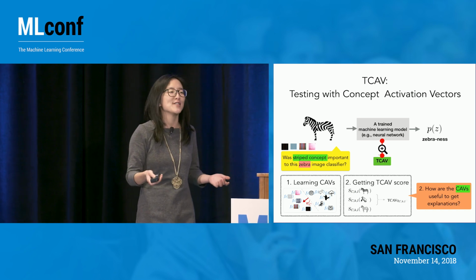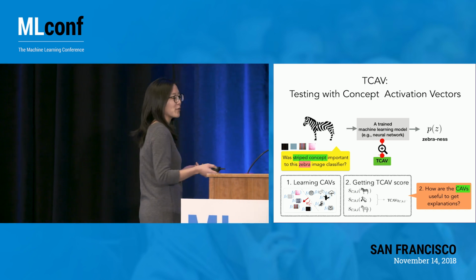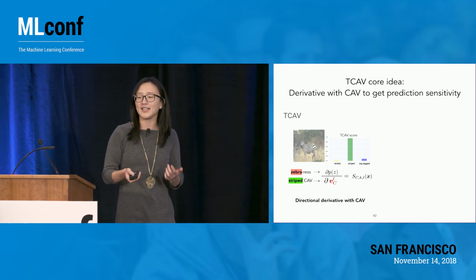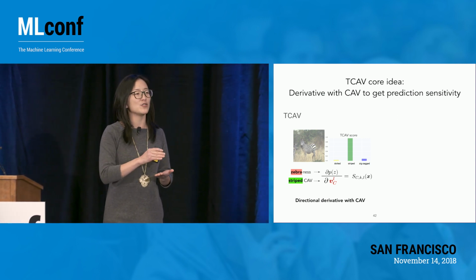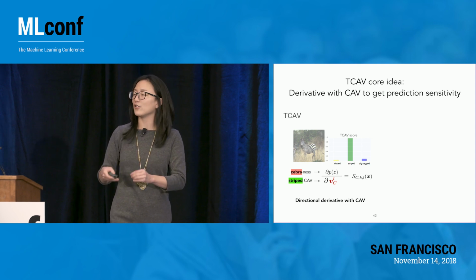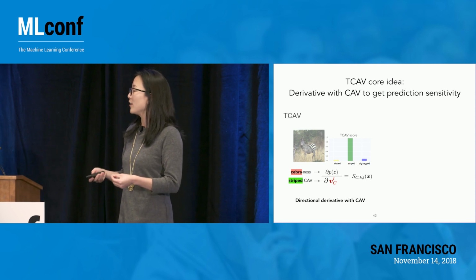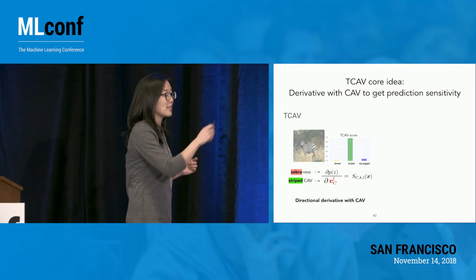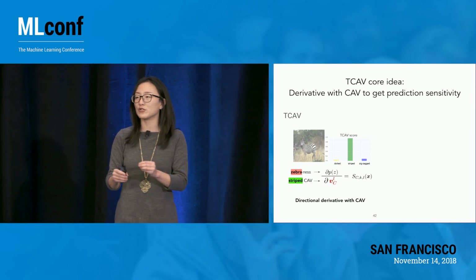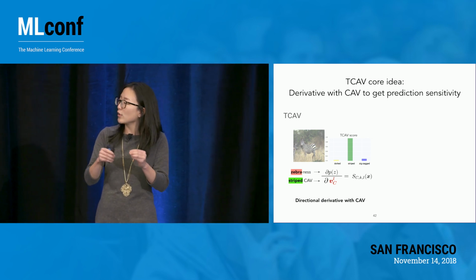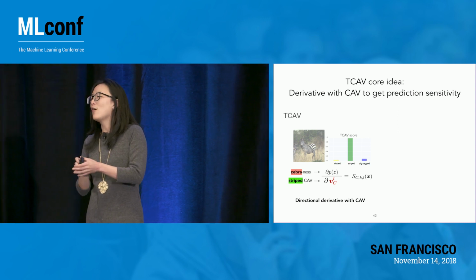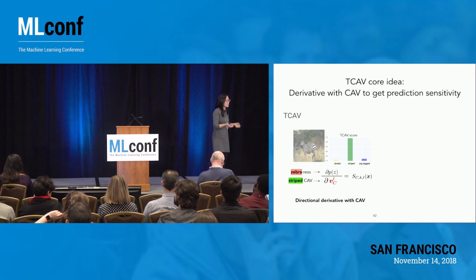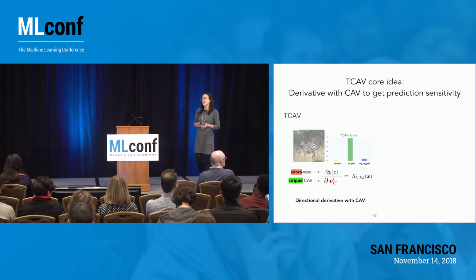How do you get that quantitative explanation, or the TCaV score? It's also very simple. The core idea of TCaV is taking the directional derivative of the logit layer, the probability of zebra, with respect to the vector we just got. And intuitively, what this means is, if I make this picture more like the concept or a little less like the concept, how much would the probability of zebra change? If it changes a lot, it's an important concept. If it doesn't change a lot, it's not an important concept.